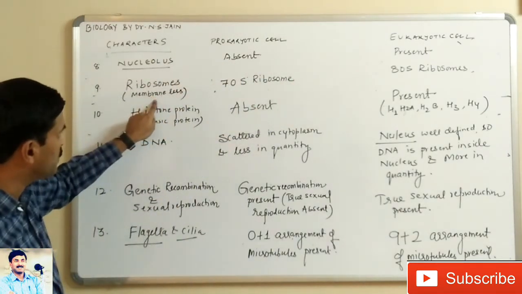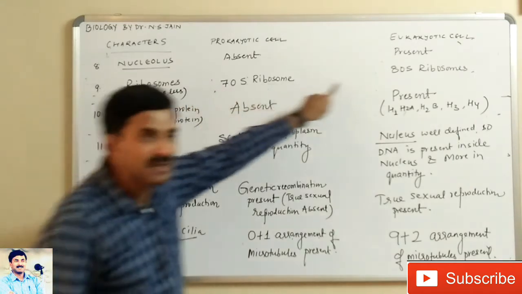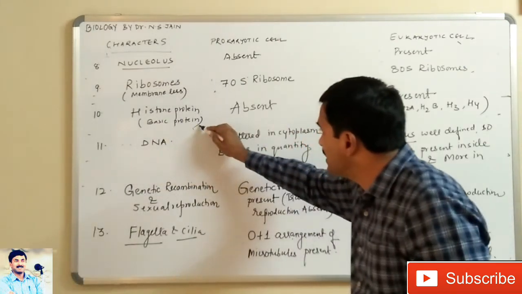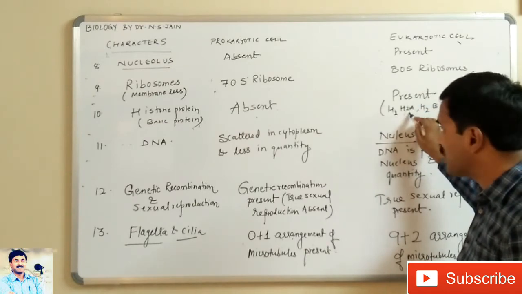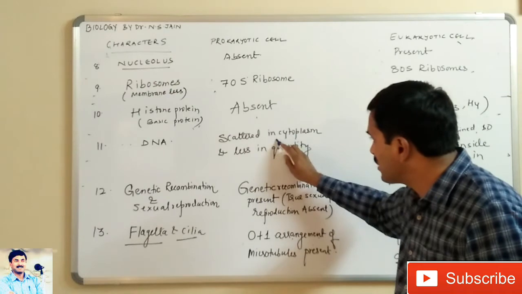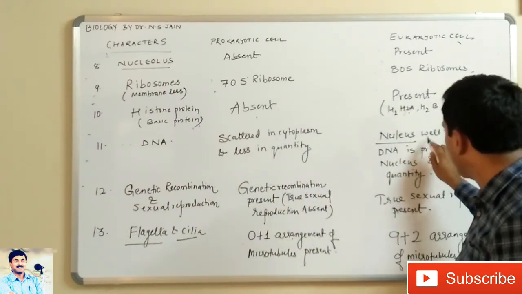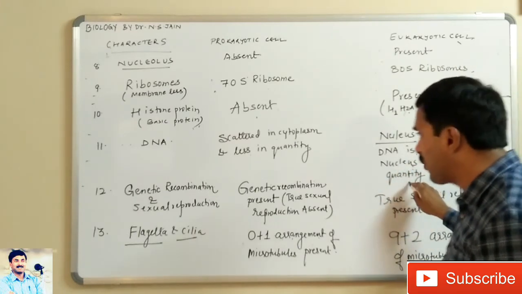Ribosomes, which are membrane-less cell organelles: 70S type of ribosomes are present here, and here 80S type of ribosomes are present. Histone proteins, which are basic proteins, are absent here. Here all the 5 types of histone proteins are present. DNA is scattered in the cytoplasm as the nuclear membrane is absent, and it is less in quantity. Here the nucleus is well defined, so DNA is present inside the nucleus and more in quantity.